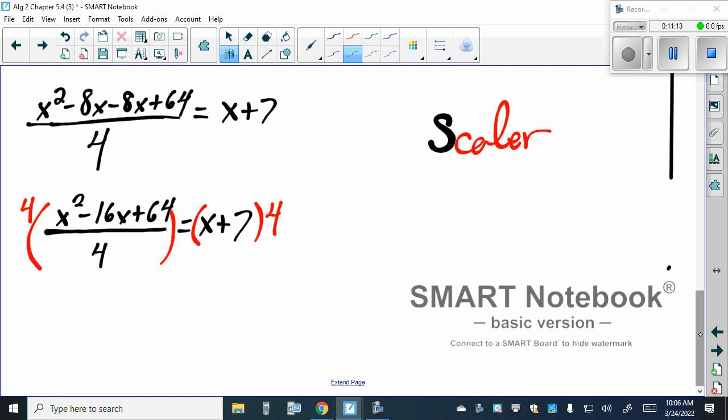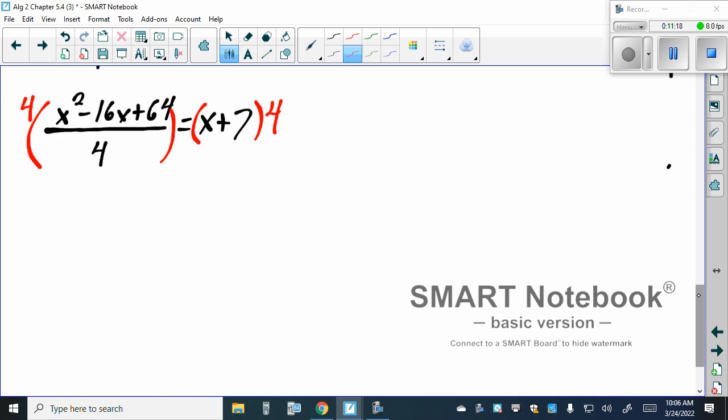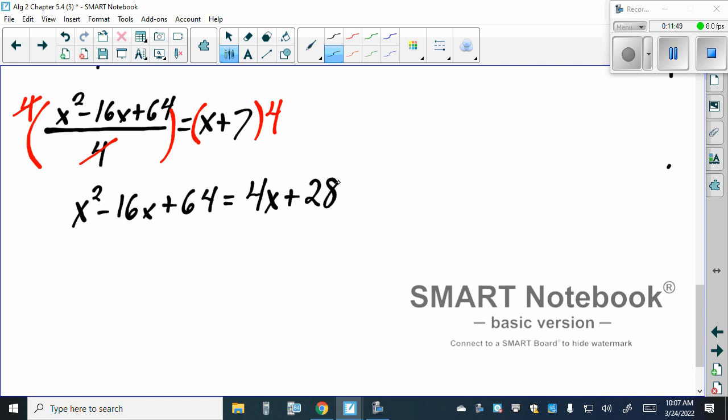And this will change what the function looks like, the overall graph. It will change what it looks like. But the one thing it doesn't change is the x-intercepts. It doesn't change the solutions. It'll change everything else, but it won't change where it crosses the x-axis, which is what we want. So doing this is nice because those are gone. X squared minus 16x plus 64 is equal to 4x plus 28, because we multiply the other side by 4.